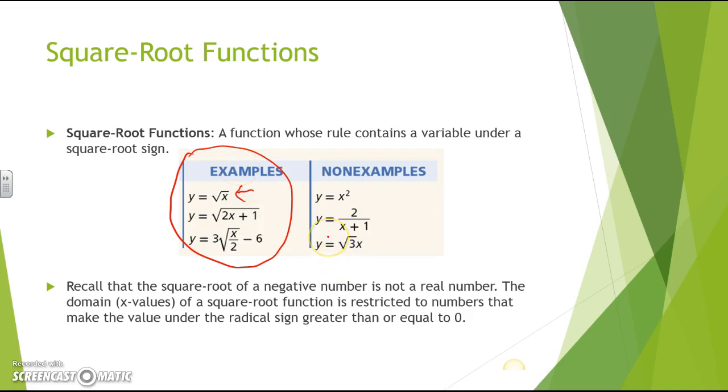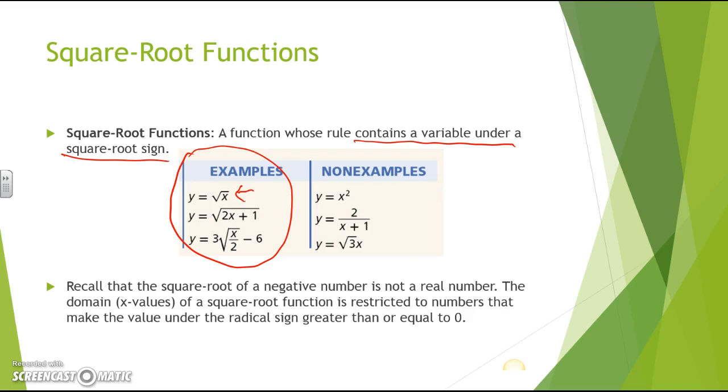Non-examples would be, for instance, y equals x squared, y equals 2 over x plus 1, and y equals the square root of 3 times x. The reason it's not an example is because the square root sign is not under the x. Notice with the definition, it contains a variable under the square root sign.